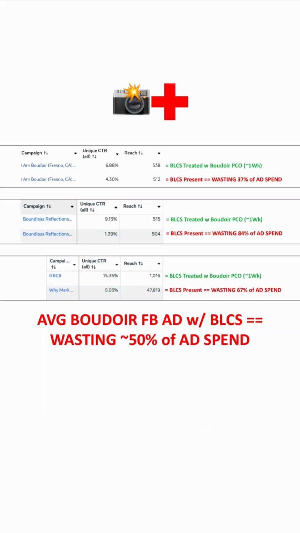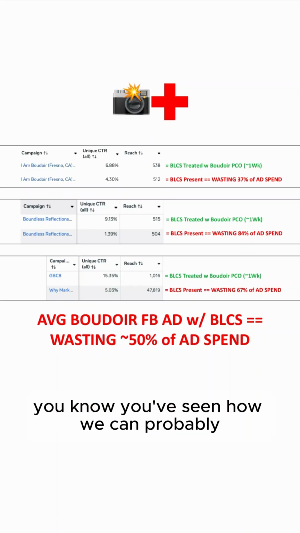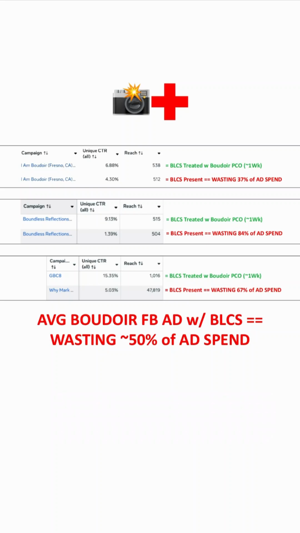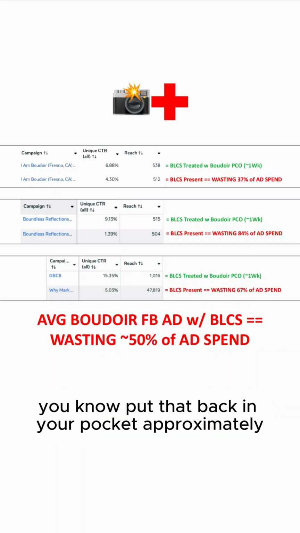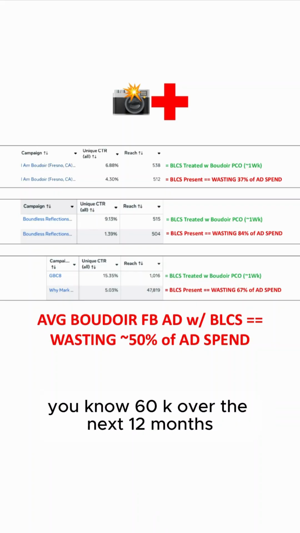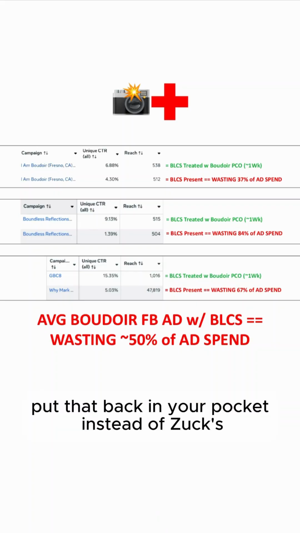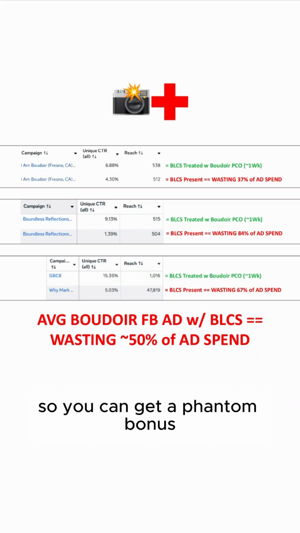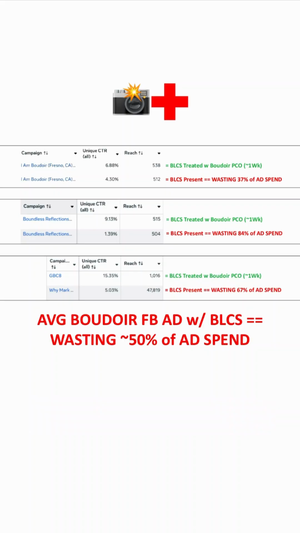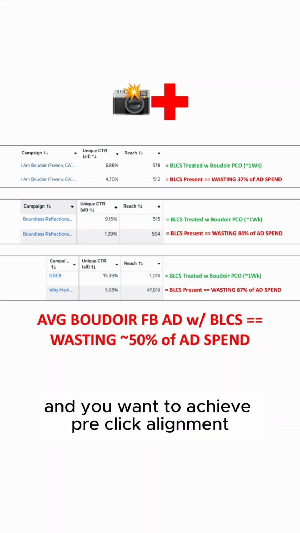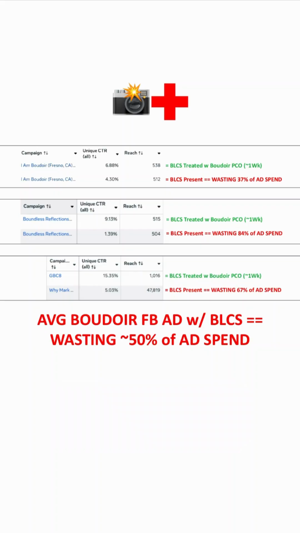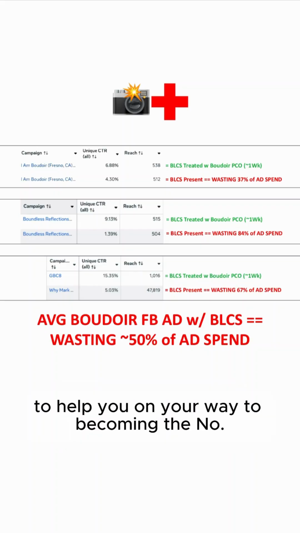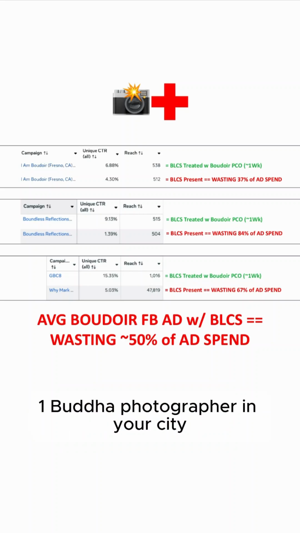Well, actually, you've seen how we can eliminate about 5K a month in wasted boudoir Facebook ad spend. Put that back in your pocket, approximately 60K over the next 12 months. Put that back in your pocket instead of Zuck's, so you can get a phantom bonus. No extra effort on your part. And you want to achieve pre-click alignment so you can become a dominant boudoir advertiser with Boudoir Brain Entry Boost to help you on your way to becoming the number one boudoir photographer in your city.